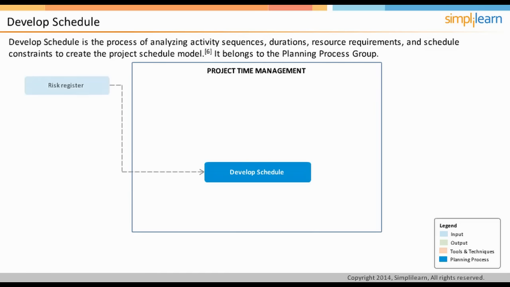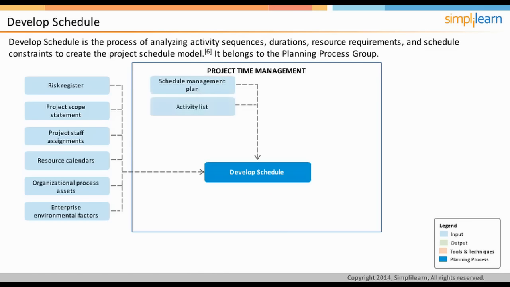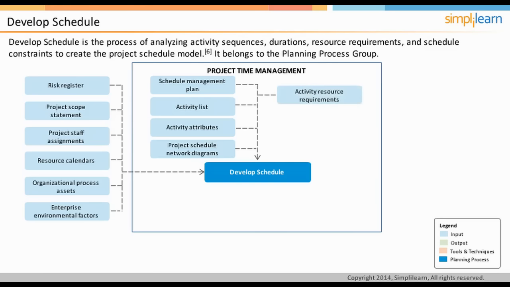They are risk register, project scope statement, project staff assignments, resource calendars, organizational process assets, enterprise environmental factors, schedule management plan, activity list, activity attributes, project schedule network diagrams, activity resource requirements, resource breakdown structure, and activity duration estimates.